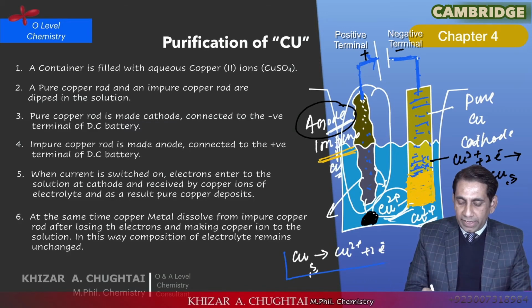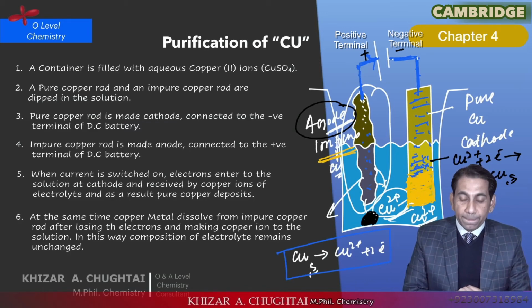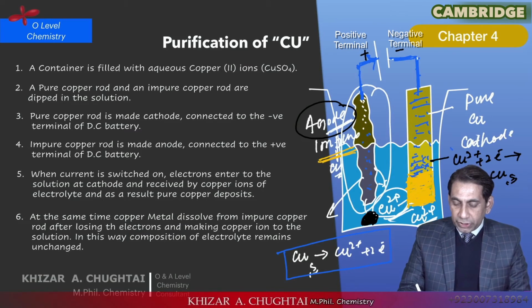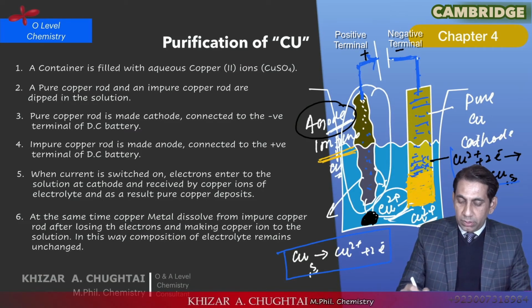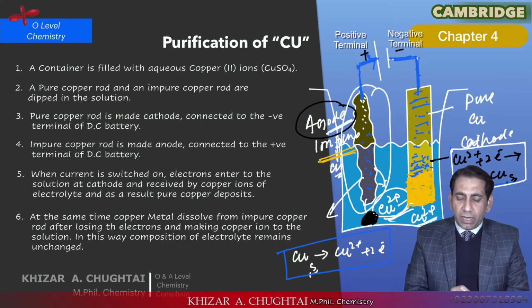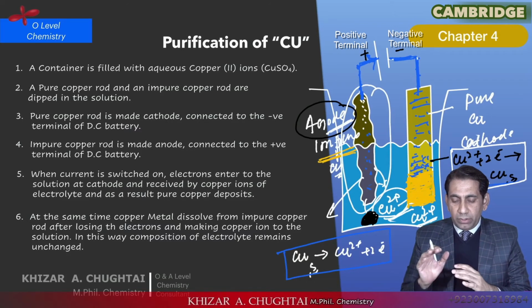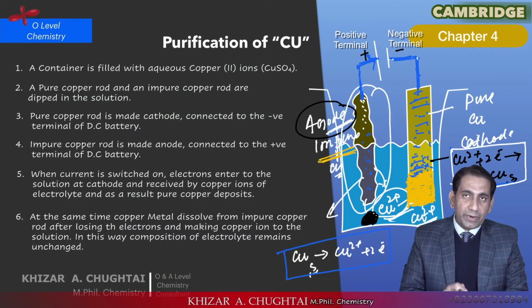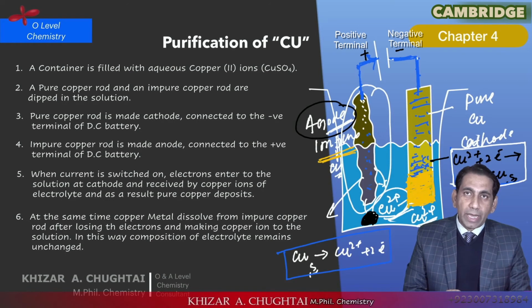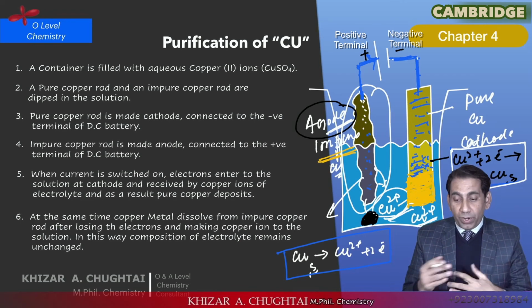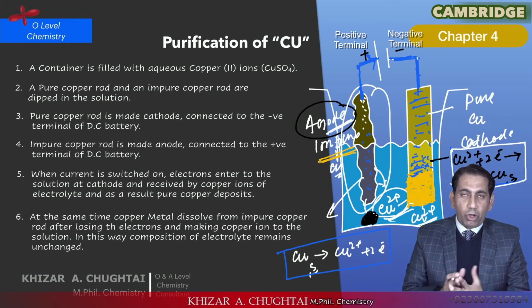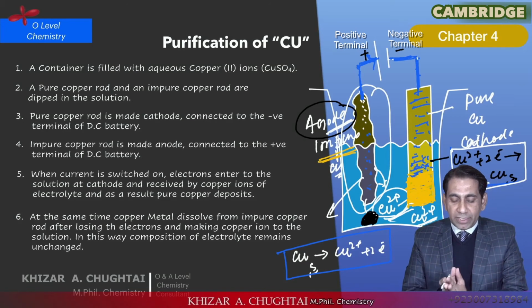Once again, this reaction is happening at the anode. This reaction is occurring at the cathode. These two reactions are exactly opposite reactions. In fact, if we look at the overall reaction, there is no chemical change happening in this mechanism overall. In fact, there is a migration of copper from one terminal to the other terminal.